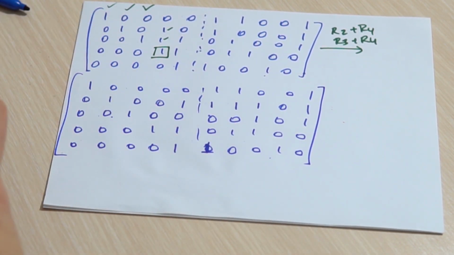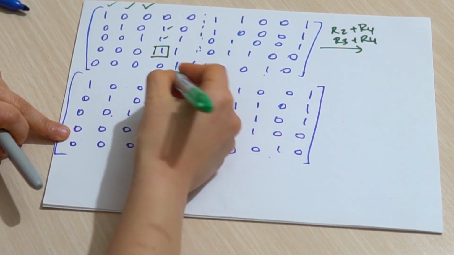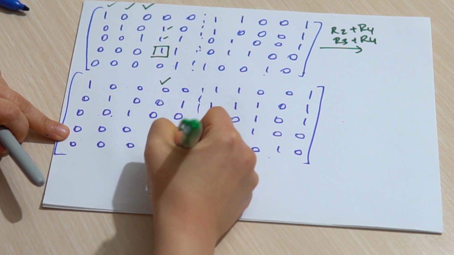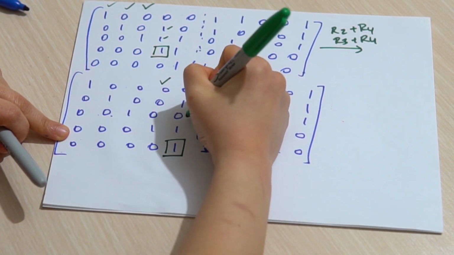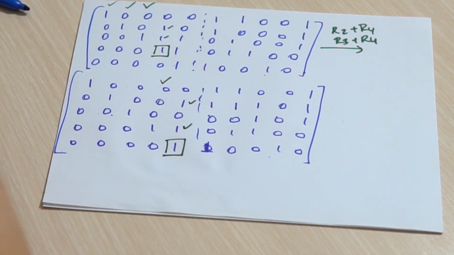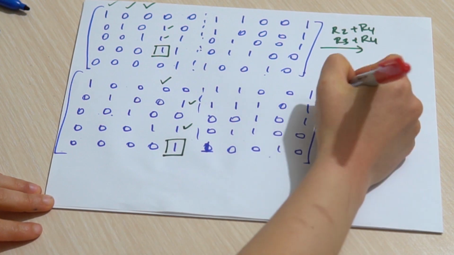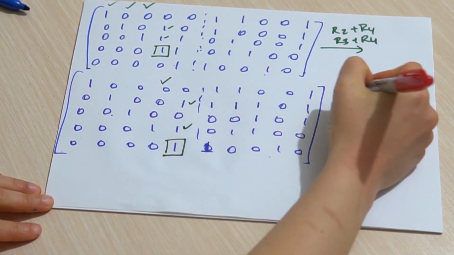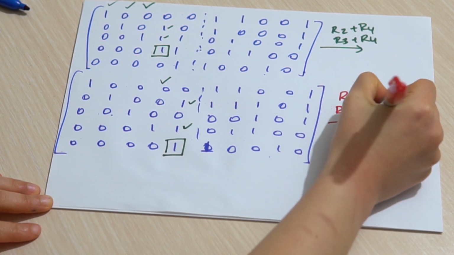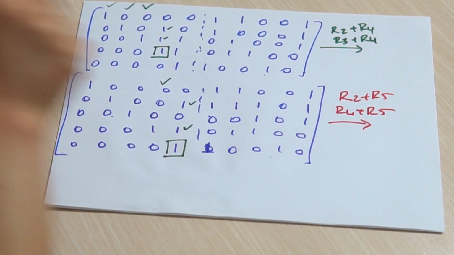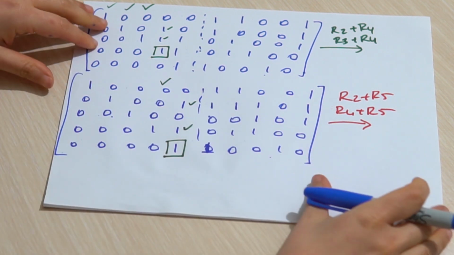Okay, now this column is also okay, but there's a problem in the last column. One should be here, right? So other ones should be cancelled. So we need to add row 5 to row 2 and row 4. We need to add row 5 to these two rows.